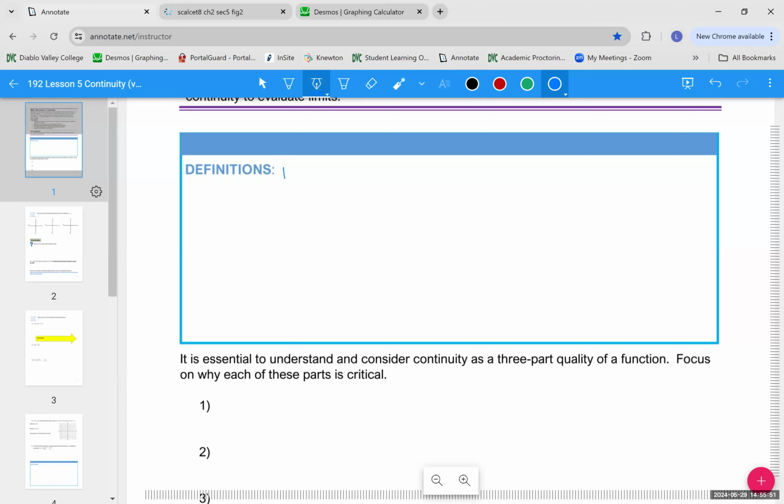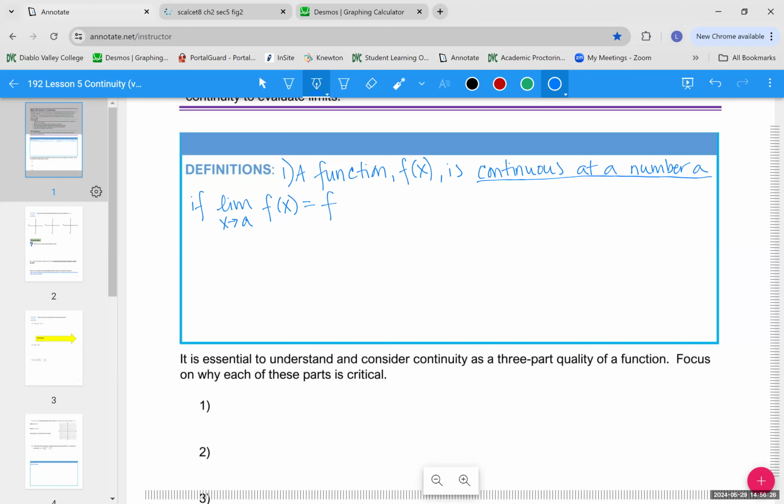So first, we're going to define what it means for a function to be continuous at a point. A function, f of x, is continuous at a number a. So I'm going to underline that because that is what we are defining. If the limit as x approaches a of f of x is equal to f of a, which is what I was just mentioning. Basically, you can evaluate a limit by doing direct substitution.